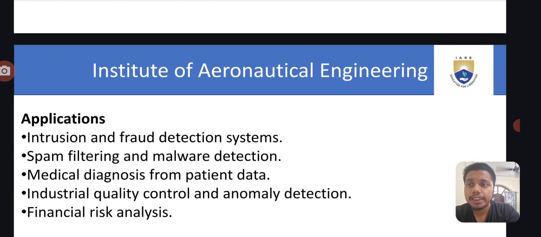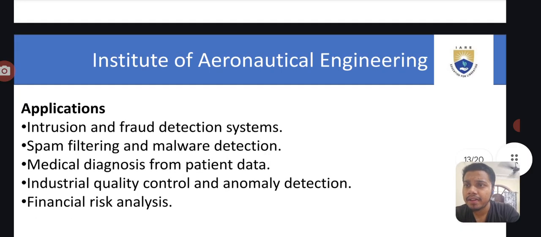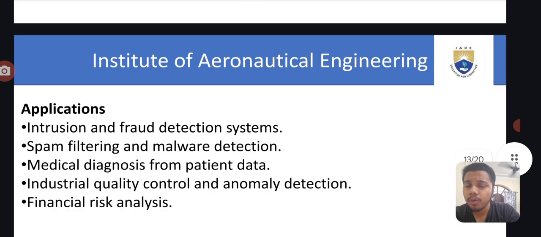Applications: intrusion and fraud detection systems, spam filtering and malware detection, medical diagnosis from patient data, industrial quality control and anomaly detection, and financial risk analysis.